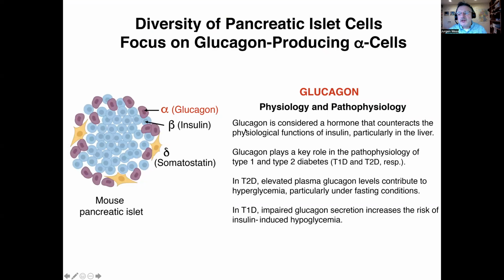Traditionally, glucagon is considered a hormone that counteracts the physiological functions of insulin, particularly in the liver. Moreover, glucagon plays a key role in the pathophysiology of type 1 and type 2 diabetes. In type 2 diabetes, elevated plasma glucagon levels contribute to hyperglycemia, particularly under fasting conditions. On the other hand, in type 1 diabetes, impaired glucagon secretion increases the risk and mortality of insulin-induced hypoglycemia.